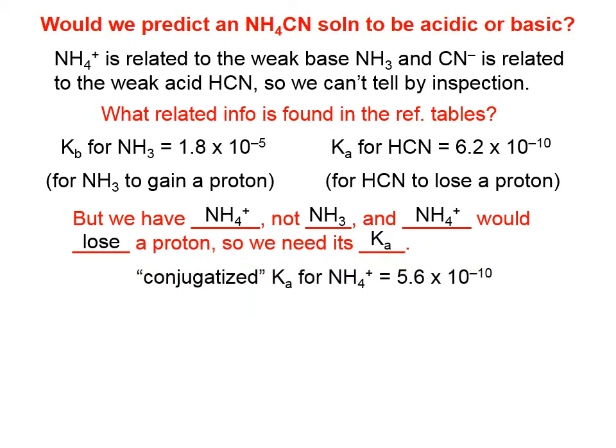We know that the Ka for the ammonium ion times the Kb for ammonia, which is right here, 1.8 times 10^-5, that product is 1 times 10^-14. So if we take 1 times 10^-14 divided by 1.8 times 10^-5, we get this number here, 5.6 times 10^-10, which I call the conjugatized Ka.